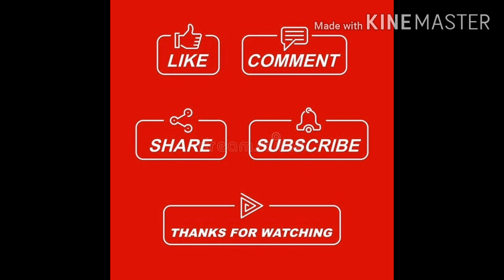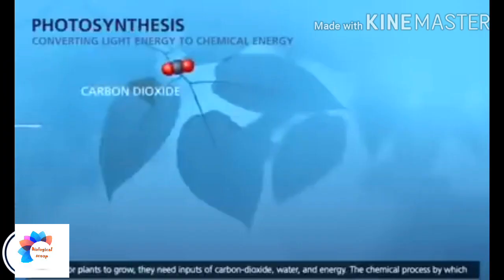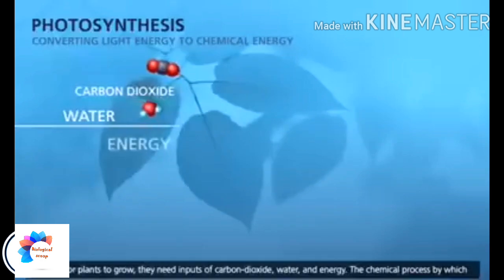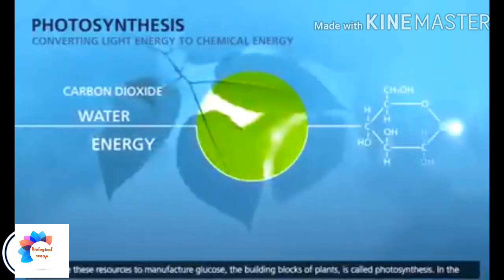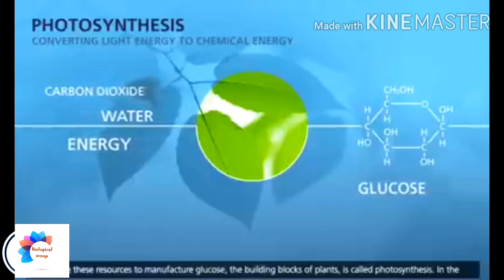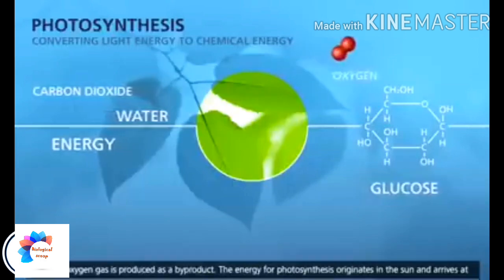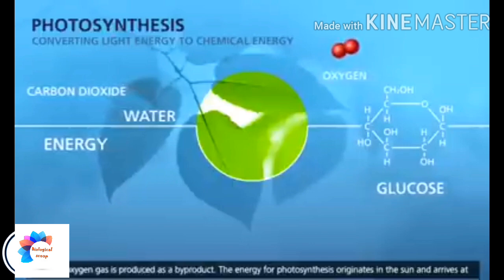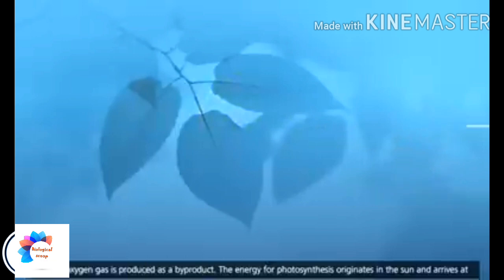So today's topic is about carbon dioxide assimilation, but before starting, we have to know what photosynthesis is. Photosynthesis is a process by which the plant uses its resources to produce glucose. So what are the resources? First of all, the resources are carbon dioxide, water and energy. Energy occurs in the form of sunlight.